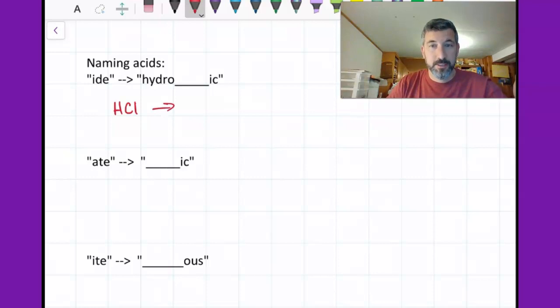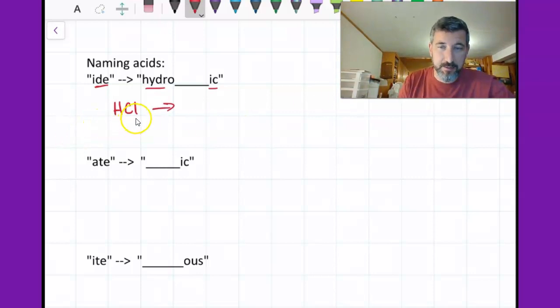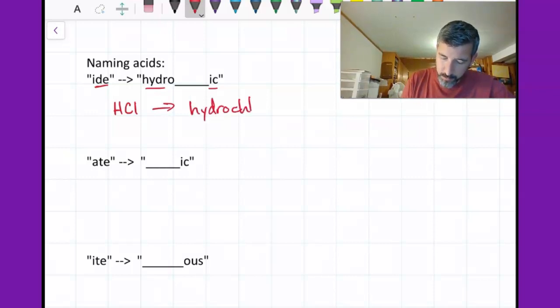Okay, so we could call this hydrogen chloride, right? And because it has that ending of "ide," when we name it as an acid, we're going to change it so that it has a prefix hydro and a suffix ic, and then of course the word acid goes after it. So if it ends in "ide," like hydrogen chloride, then it's going to become hydrochloric acid.